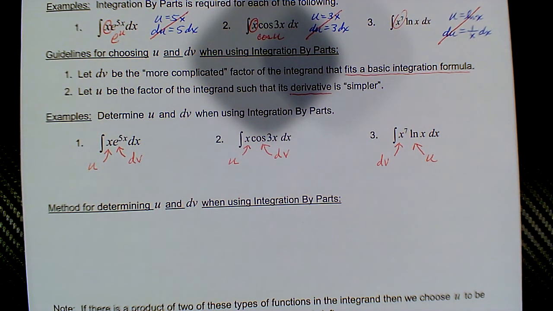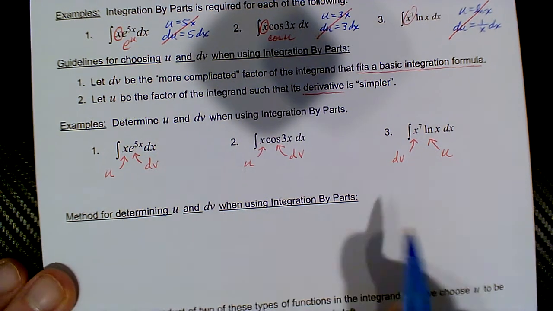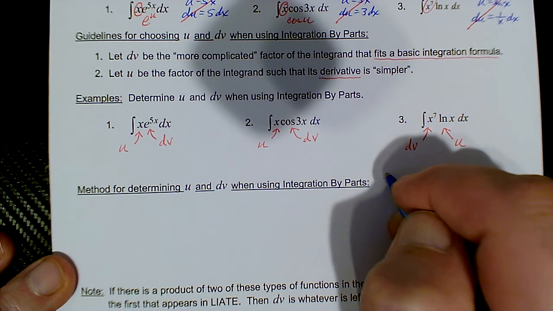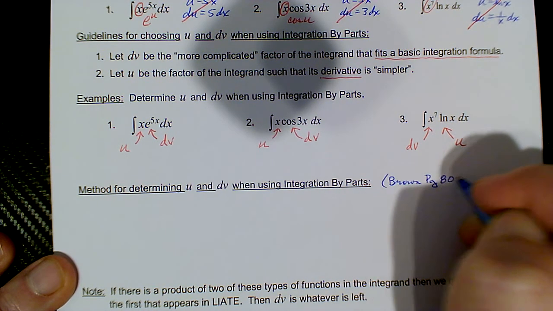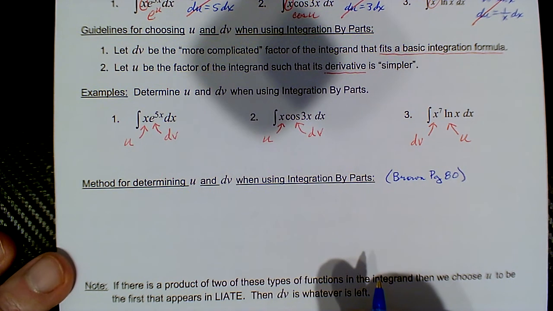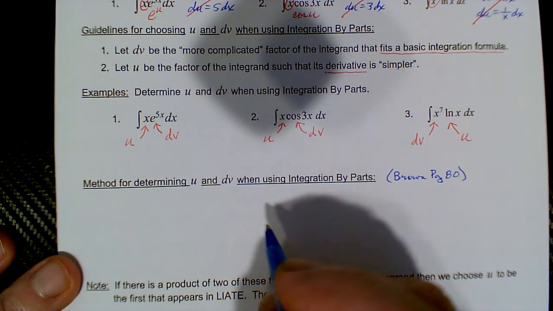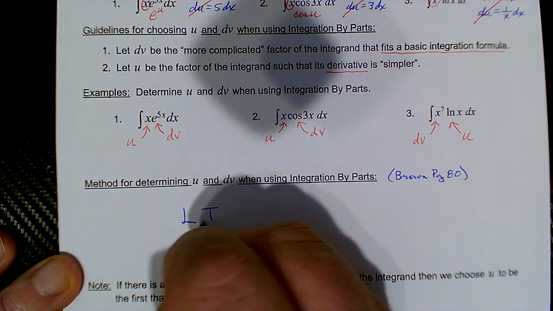But there is an easy way. And it works for almost everything. There are a few cases where it fails, but this is a method for determining u and dv when using integration by parts. It's referenced in Mr. Brown's book. I should note that here at the bottom of page 80, there's reference to an article where this was written in the American Mathematical Monthly. And the author of the article suggested this. When using integration by parts, choose your u in this order.